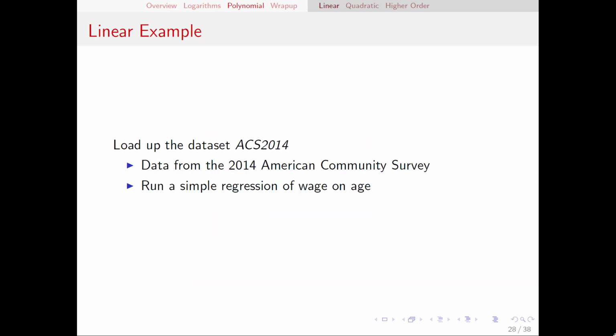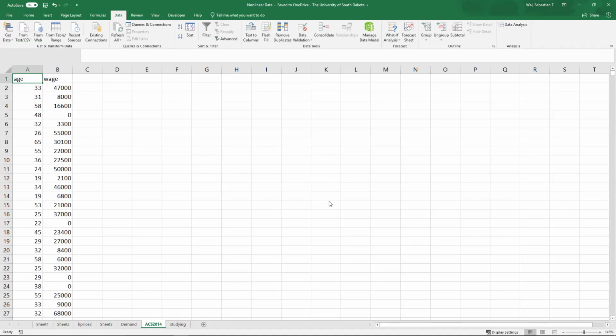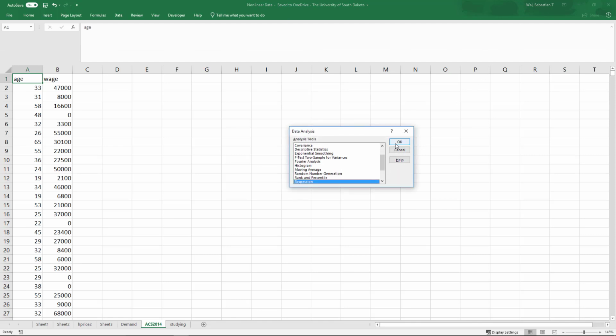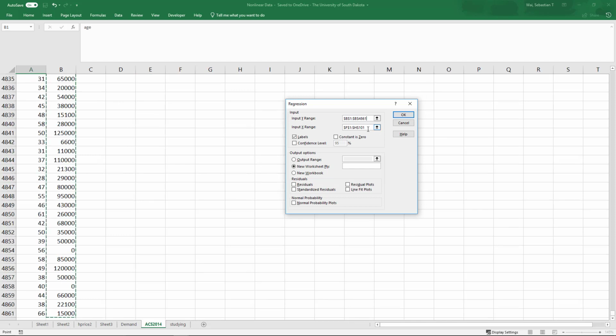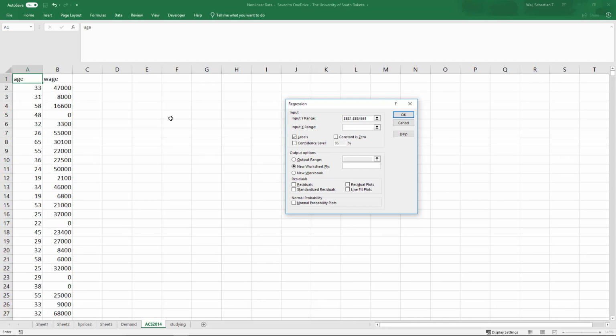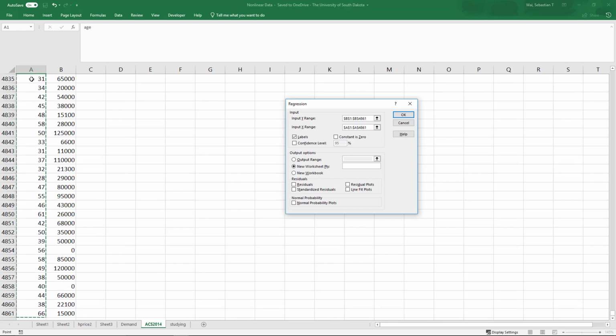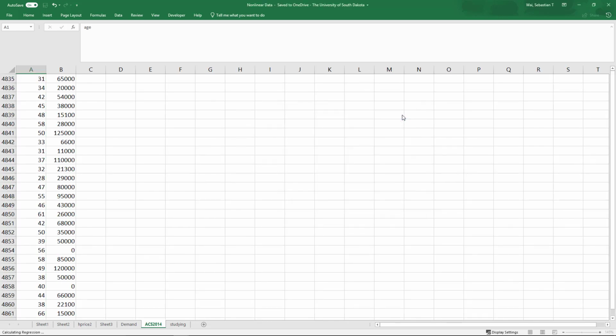We're going to load up a dataset, ACS 2014, which is data from the 2014 American Community Survey. This is a survey that's randomly sent out every year to people and collects all kinds of information, including wage and age. So we're going to run that simple regression and see what we get. Over here in Excel, we will go back to Data Analysis and run a regression. Our Y range, or left-hand side variable, is going to be wage, and then our explanatory variable is, of course, going to be age, the only other variable we have. Make sure labels is still checked, click OK.